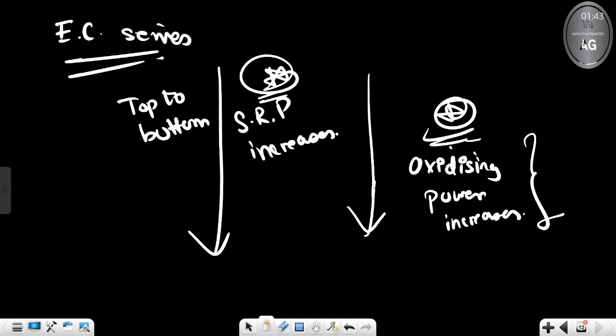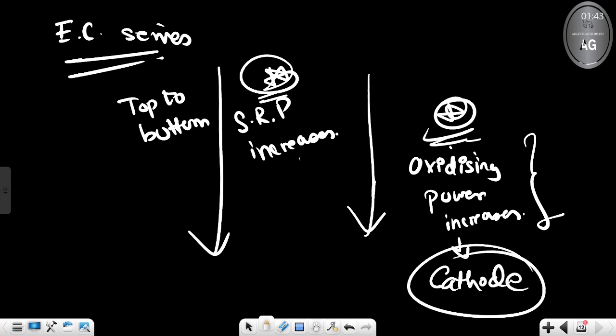Please remember that oxidizing power increases means the tendency to oxidize the other increases, not itself. Itself it cannot undergo oxidation, so it will undergo reduction and it will oxidize someone else. So oxidizing power increases. Clear? So it will start behaving as the cathode. And those at the top will be the anode. Those at the top will be the anode, and those at the bottom will behave as the cathode.